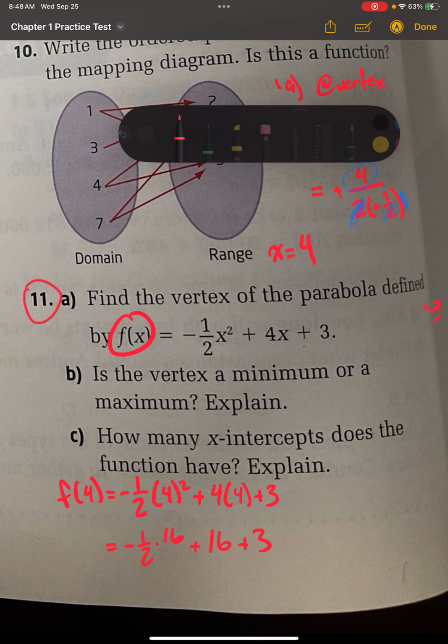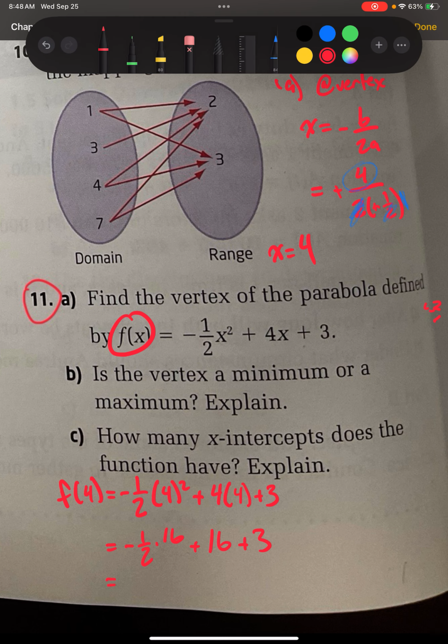So what am I left with next? That's equal to minus half of 16 minus 8 plus 16 plus 3. What is that equal to? So that's equal to 8 plus 3, which is equal to 11. So f at 4 equals 11. So the vertex is 4, 11. And that's how we do part A.